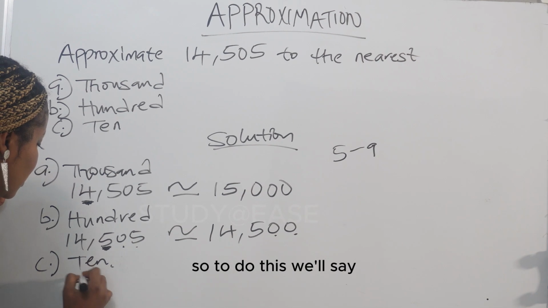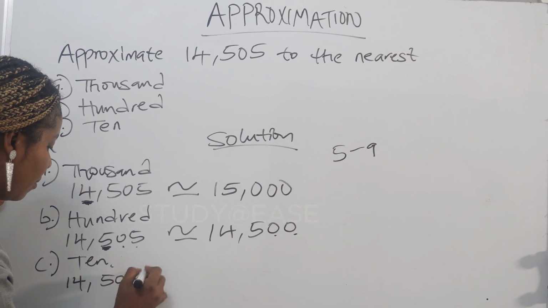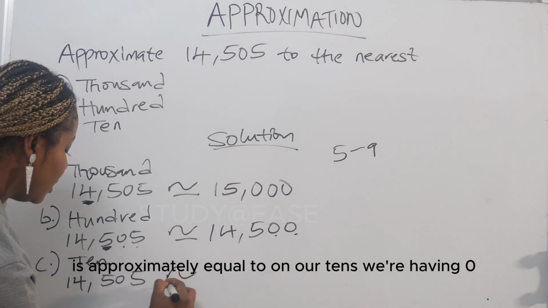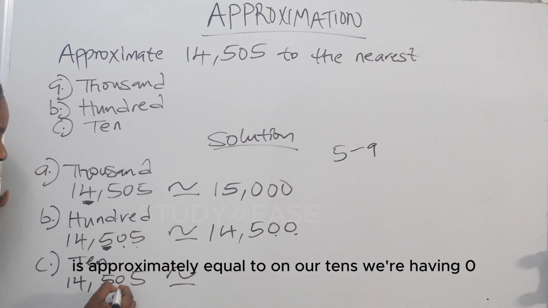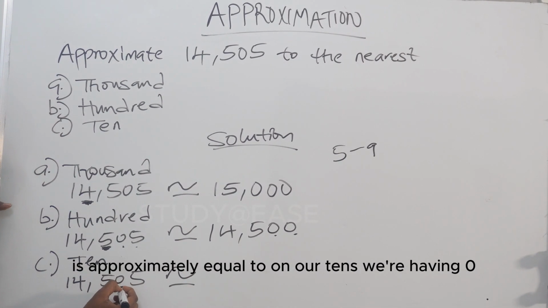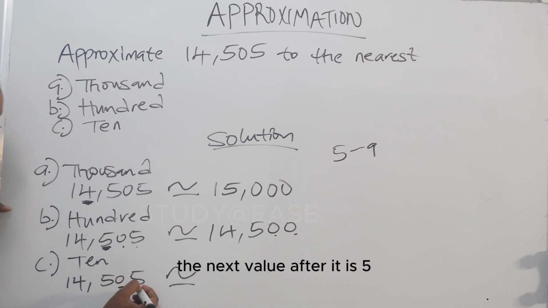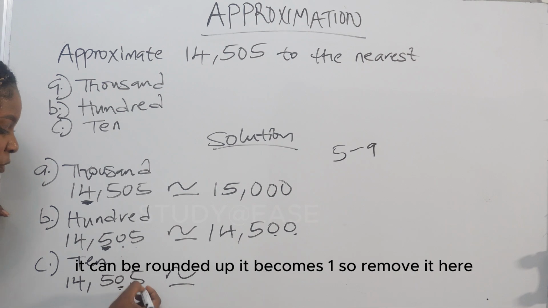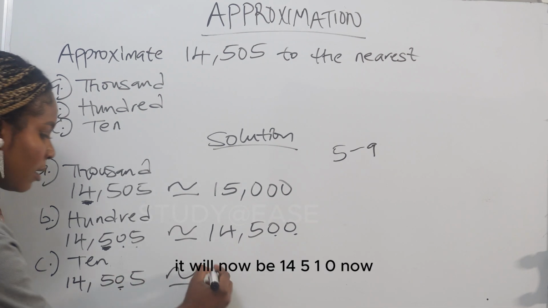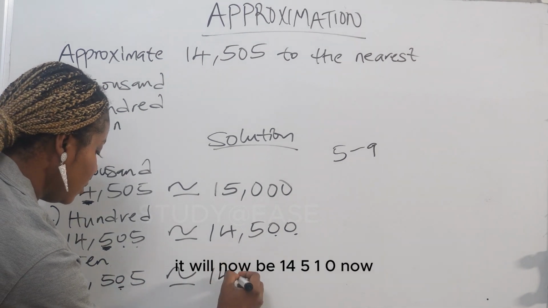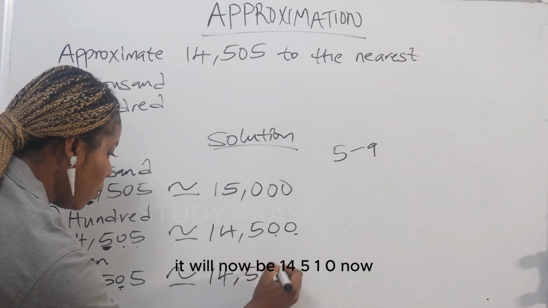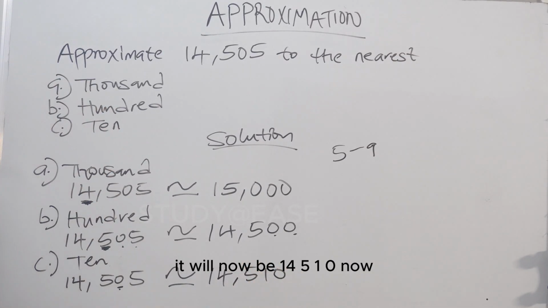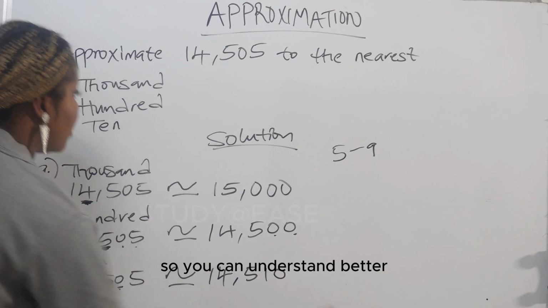Now for the next one, we're having 10. So to do this, we say 14,505 is approximately equal to, on our 10s, we are having 0. The next value after it is 5. It can be rounded up. It becomes 1. So add it here. It will now be 14,510. Now let's look at another example so you can understand better.